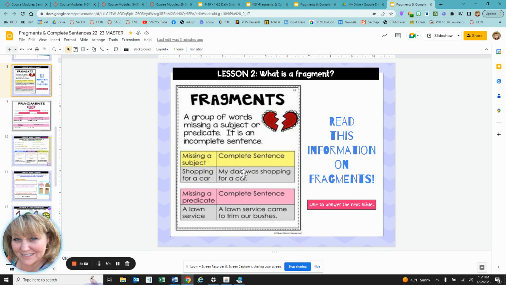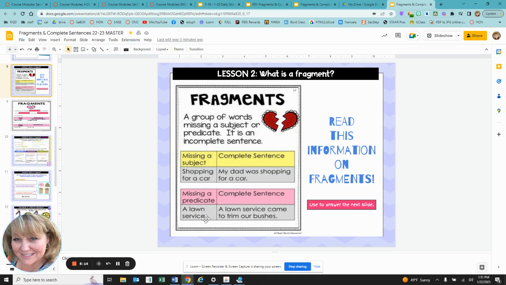It is a fragment if it is missing something. So if we look at the sentence, shopping for a car, we don't know who's shopping for the car. In order for it to be a complete sentence, you have to add: my dad was shopping for a car. So dad is your subject. And this one's missing a predicate, a lawn service.